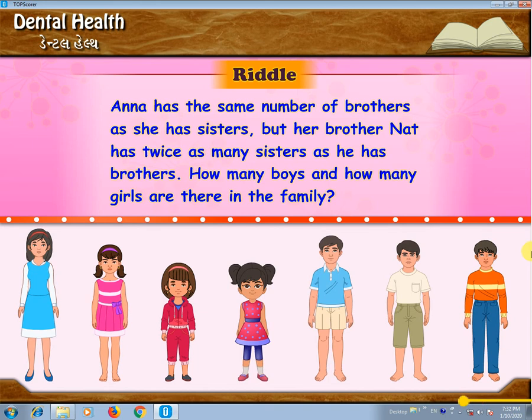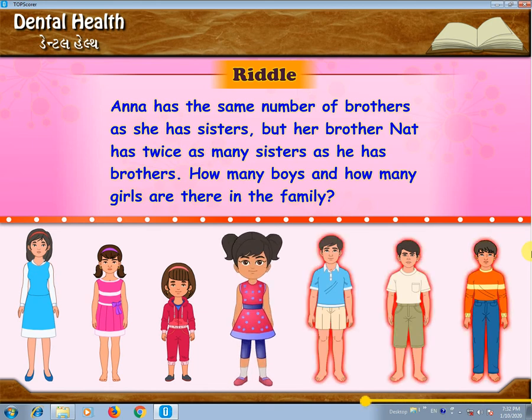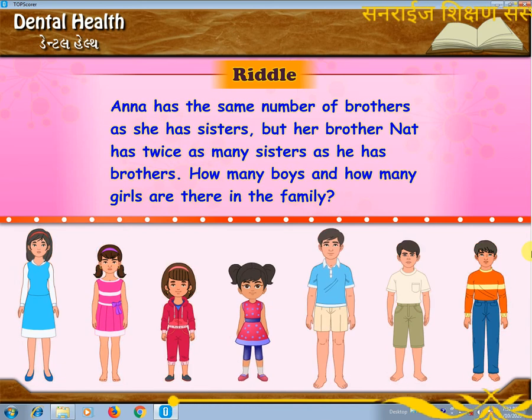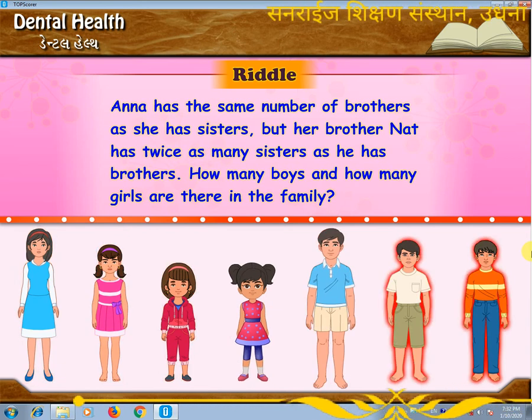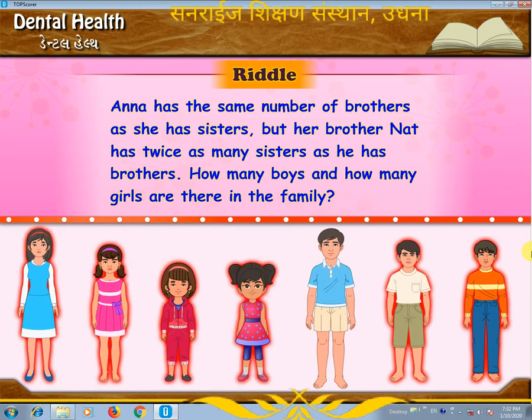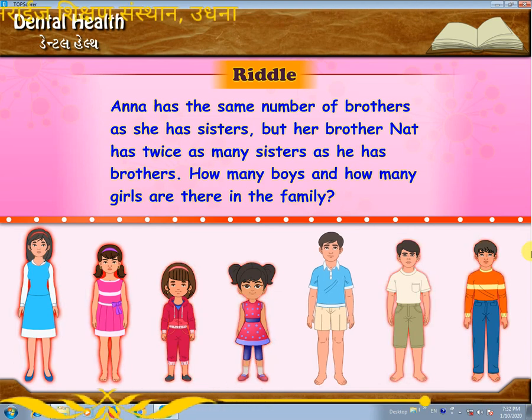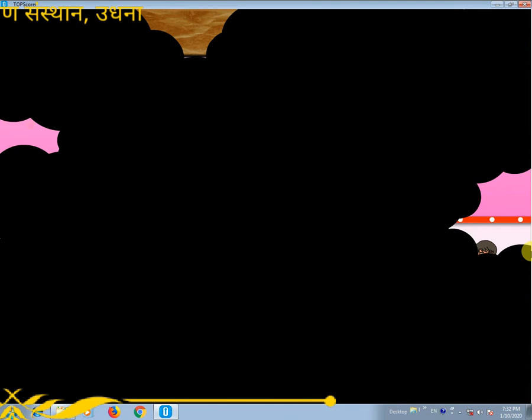There are 4 girls and 3 boys in the family. Let's see how. Anna has 3 brothers and 3 sisters. So her brother, Nat, has 2 brothers and 4 sisters. That is twice his brothers.